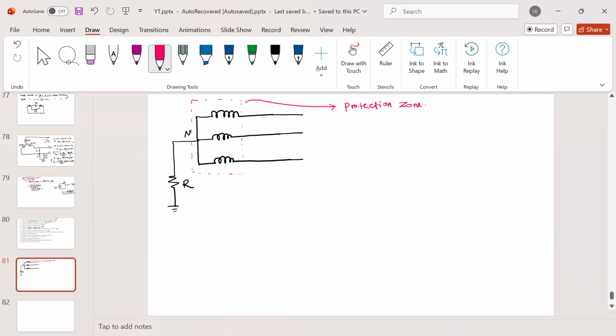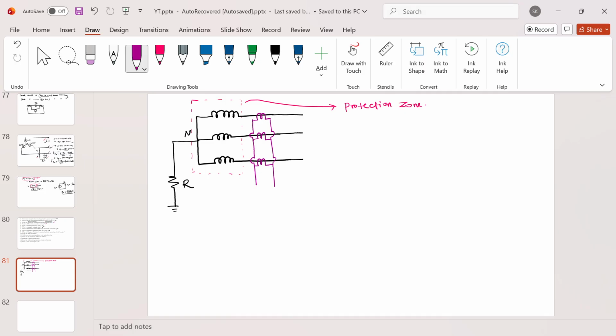Now I will explain how things will work. Let's say I have CTs here, current transformers, connected in this fashion. These three CTs are used to measure the currents, and depending on these currents the relay coil will be energized, and the relay will send the trip signal to the circuit breaker, and it will trip.